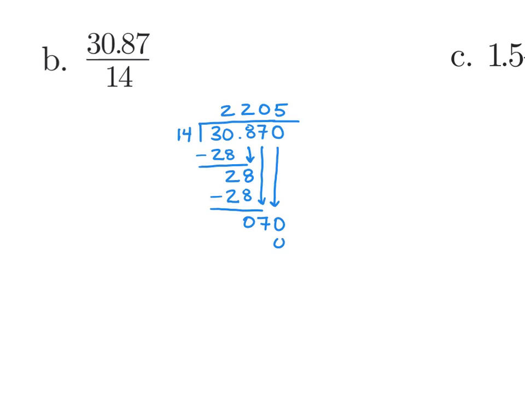5 times 4 is 20. 5 times 1 is 5, plus 2 is 7. And so we get 70 minus 70 is 0. Finally, I want to move my decimal. We do have the 0 that we wanted, and so we don't have to worry about continuing to divide. Last, we want to move our decimal point straight up into our answer, and so our final answer is 2.205.